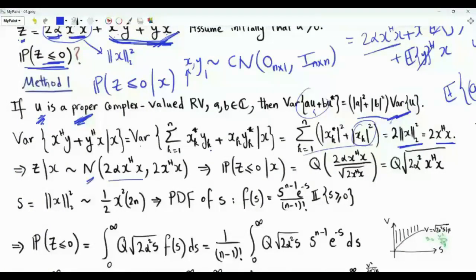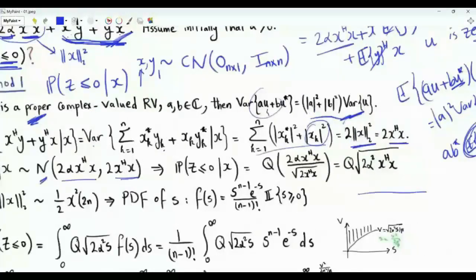Now we know the conditional statistics of Z given X. Z is real valued Gaussian. This is the mean and this is the variance. We can compute the probability that Z is less than or equal to zero given X, and we can express this probability using the Q function. Now we know that Z is Gaussian. This is the mean value, 2 alpha X Hermitian X. And we are interested in knowing this area here, which represents the probability that Z is less than or equal to zero. This is the Q function. And then we have the mean minus this threshold, so 2 alpha X Hermitian X, and then we divide by the standard deviation. That's the square root of the variance, 2 X Hermitian X. This is the probability given X.